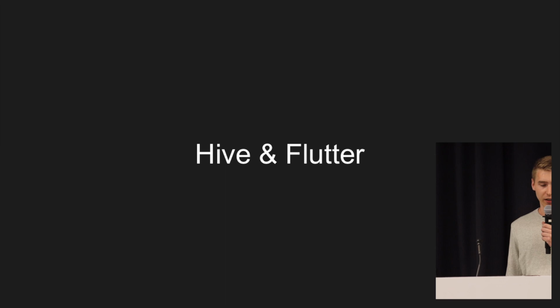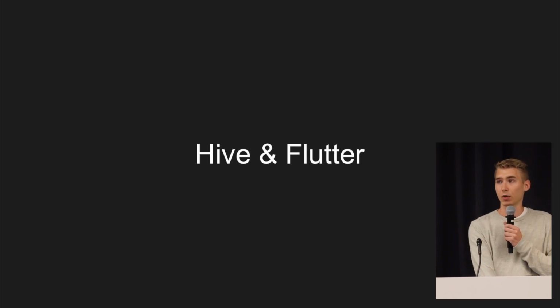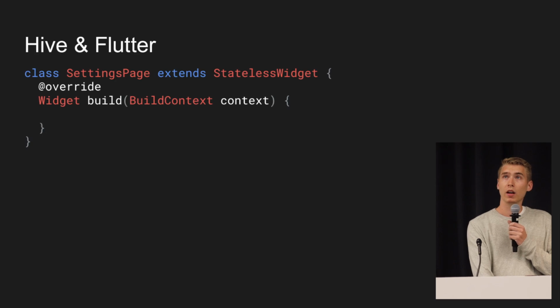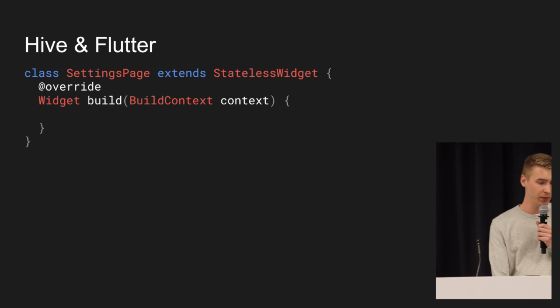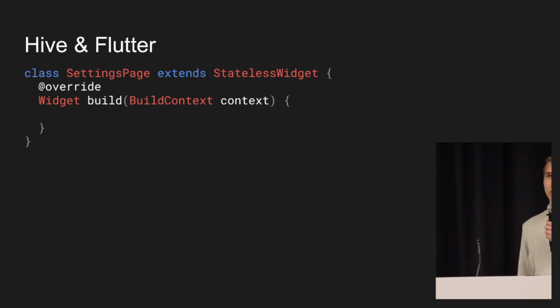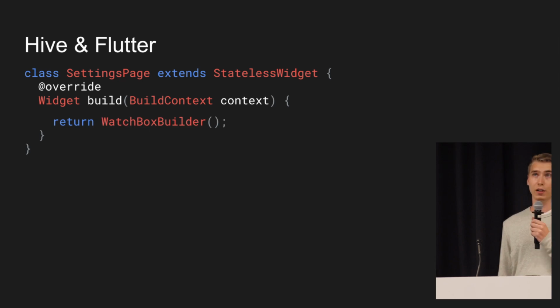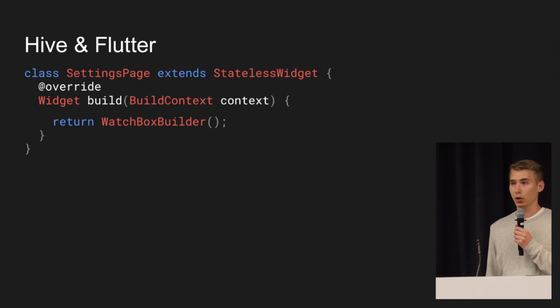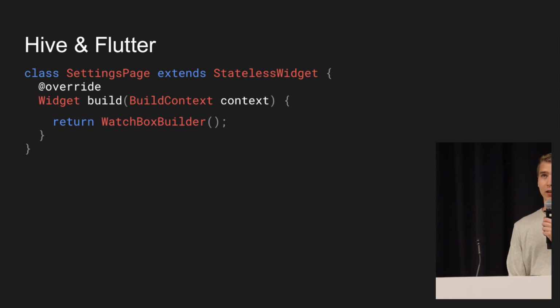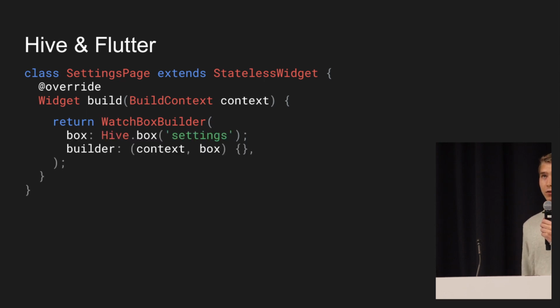Now we can take a look at how Flutter and Hive work together. We want to build a settings page where the user can enable dark mode, for example. The first thing we need is a settings page widget, which is stateless. And we want this widget to refresh based on the contents of a box. Hive provides a widget called watch box builder. Each time the content of your box changes, for example, if you add something, the watch box builder will refresh your UI.